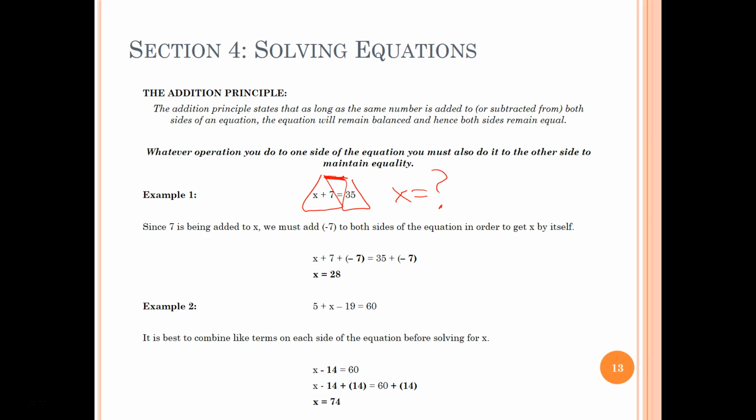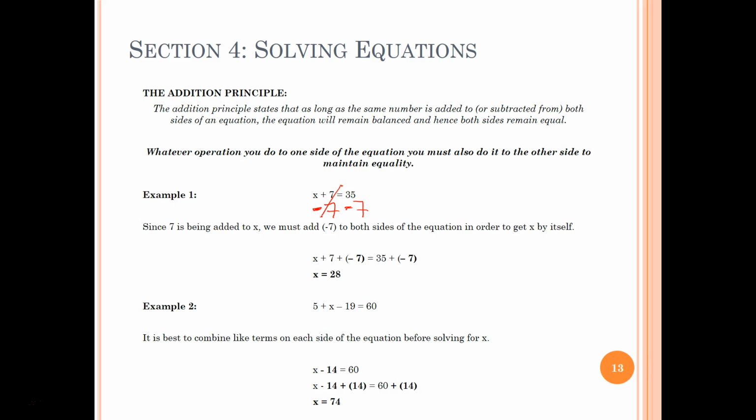So now, with the addition principle, our focus, let me just clean this up, guys, is to look at what's being done. If a number is added to one side of the equation, we can subtract that number from both sides of the equation and continue to maintain an equal statement. And that can allow us to get that variable solved and isolated by itself. So notice in this case, since 7 is added, we can subtract a 7, which is the same thing as adding a negative 7 to both sides.